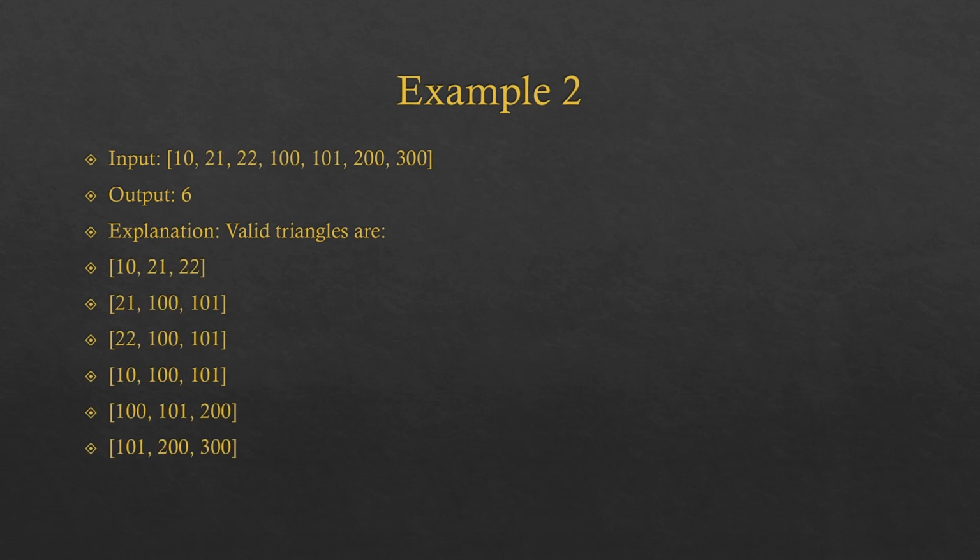Now let's consider a different example. Here the input array is 10, 21, 22, 100, 101, 200, 300. The valid triangles we can form are (10, 21, 22), (21, 100, 101), (22, 100, 101), (10, 100, 101), (100, 101, 200) and (100, 200, 300). In total, we can form 6 triangles.